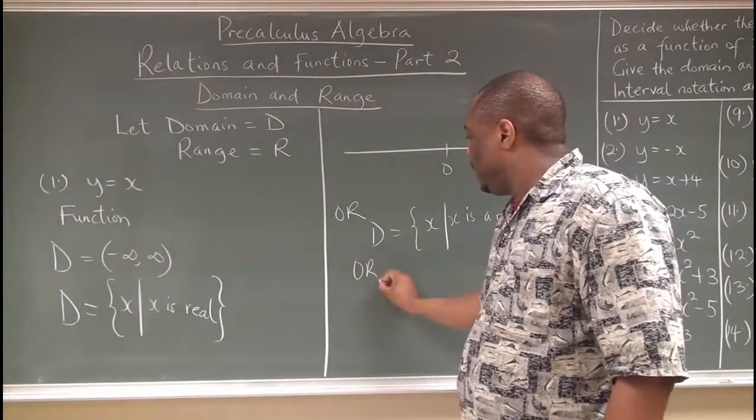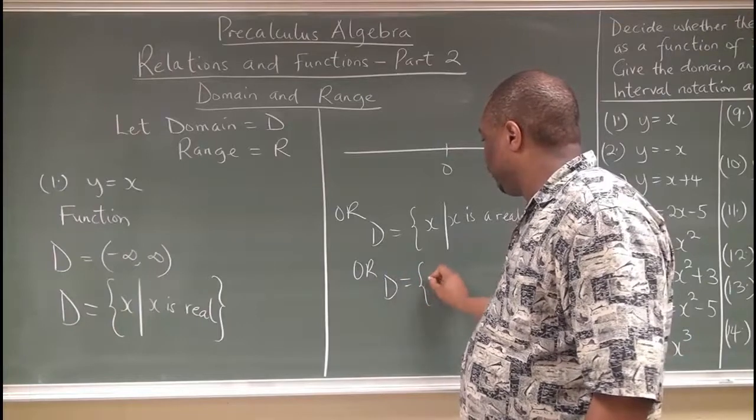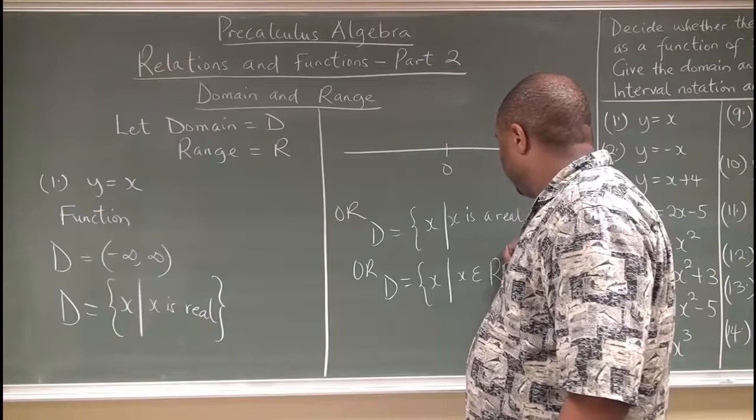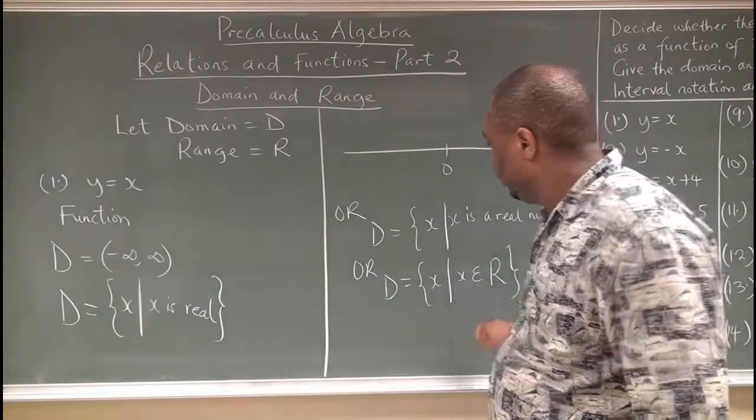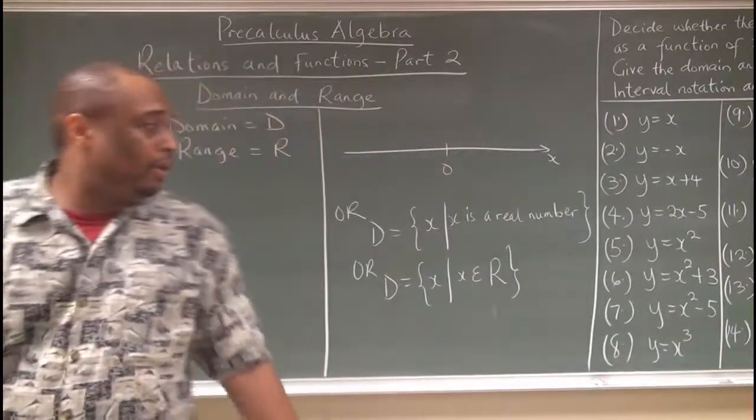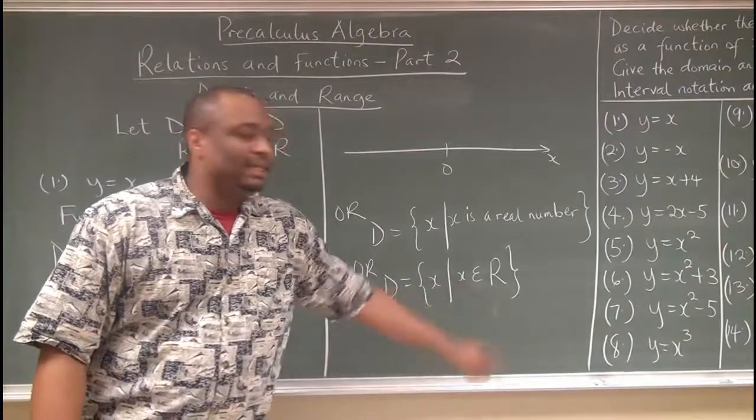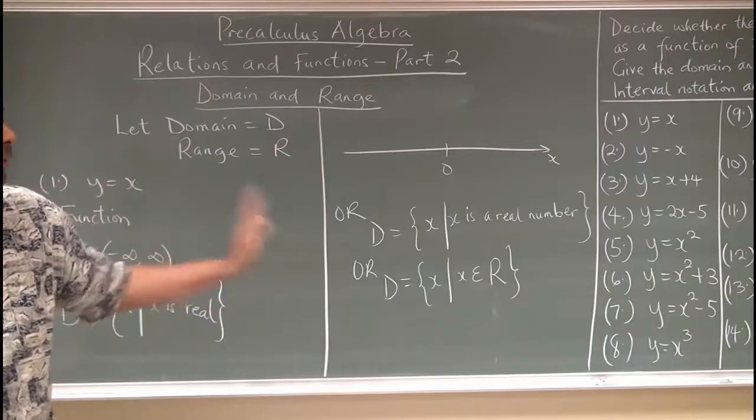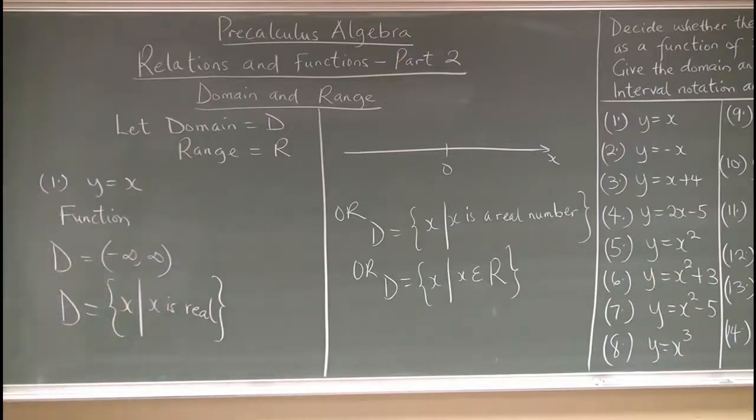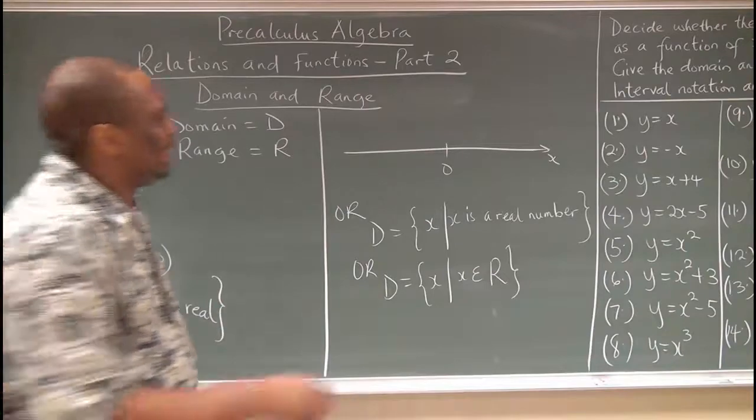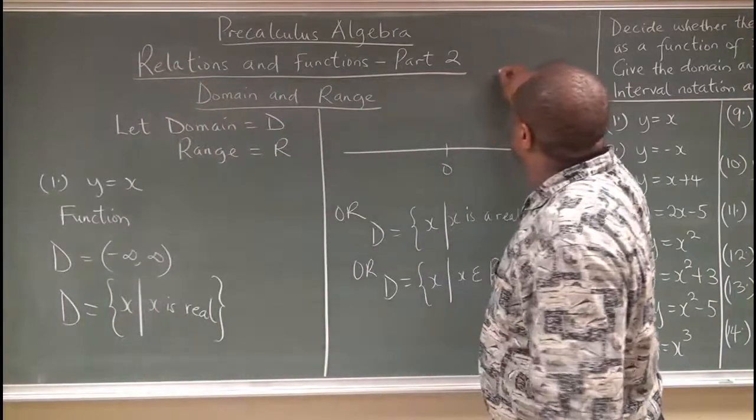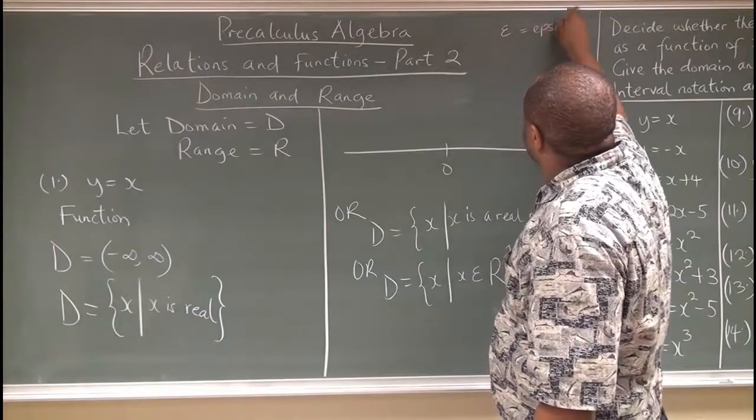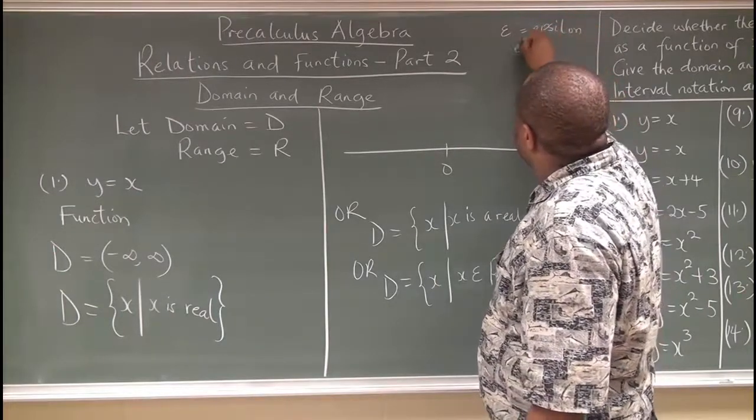Or you can also write it that domain is a set of x such that x is an element of the real number. Okay? R means the real number, uppercase R. So this means that x is an element of real number. Any of these ways is fine. You can write it any of these ways. Okay, remember, this is an element of, it's called epsilon. Epsilon. Okay, it means element of.